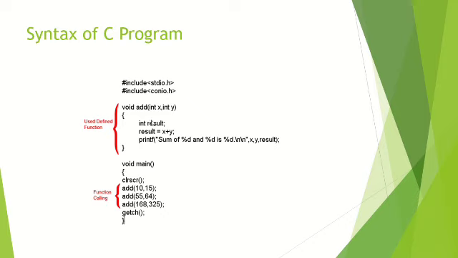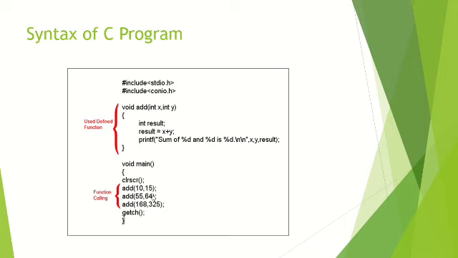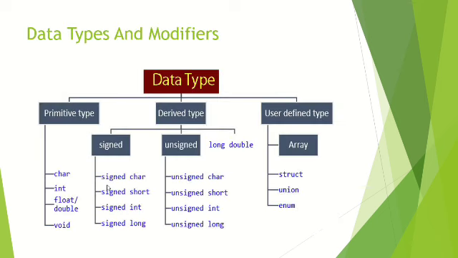This is the syntax of the C programming language. These two are the header files. Void add is the user-defined function and void main is the function calling. This is the syntax of the C programming language. Then let's go to the data types and modifiers.